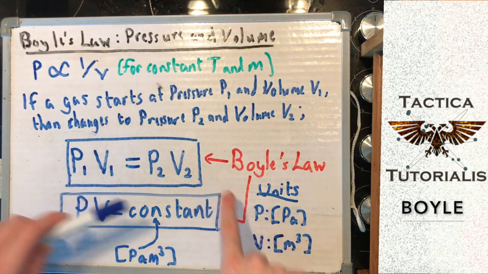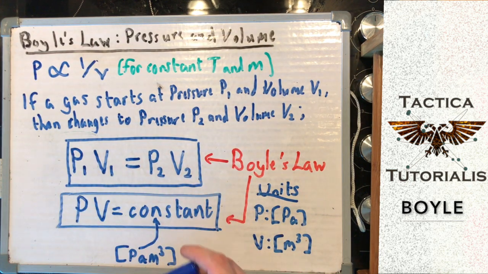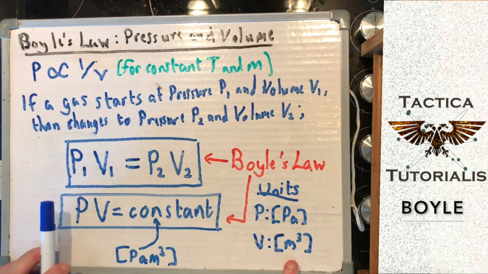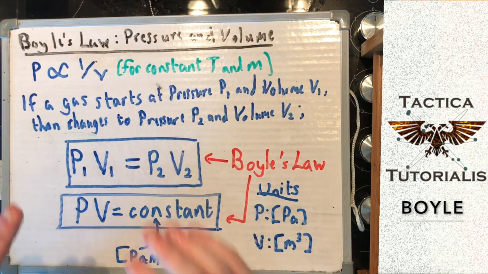Technically, if you have the wrong units for these on both sides, it will still work. But for consistency, always put your volume in meters cubed and always put your pressure into Pascal or newtons per meter squared, as you may remember. So that is Boyle's law.